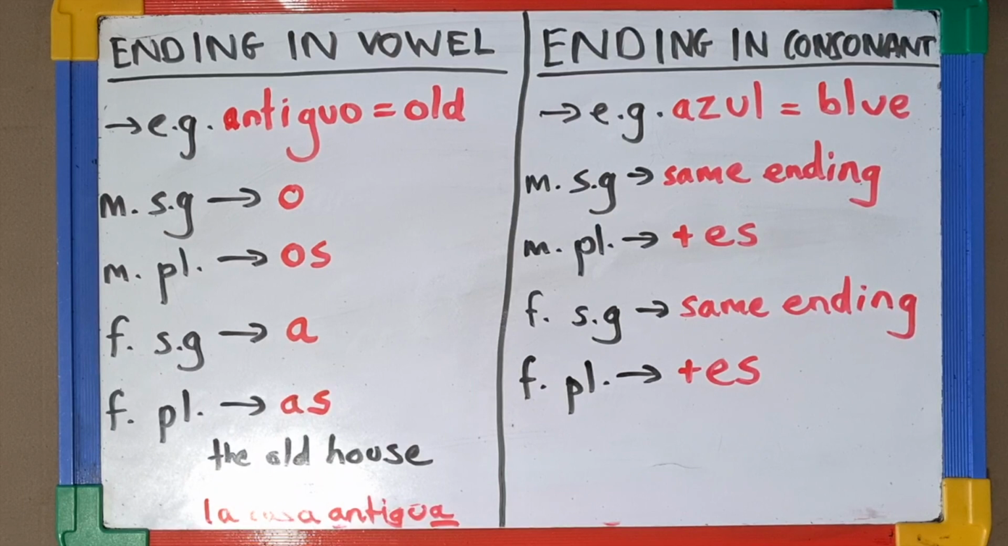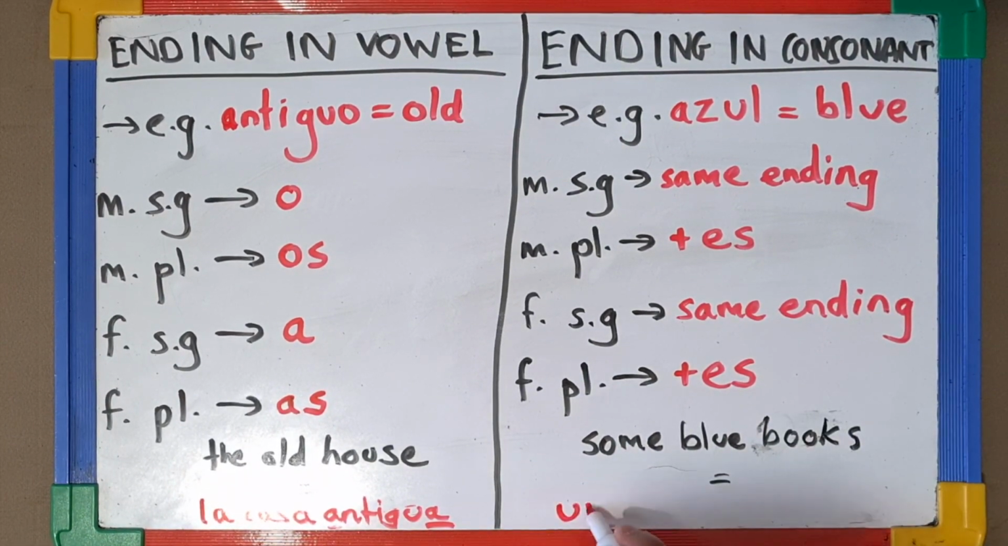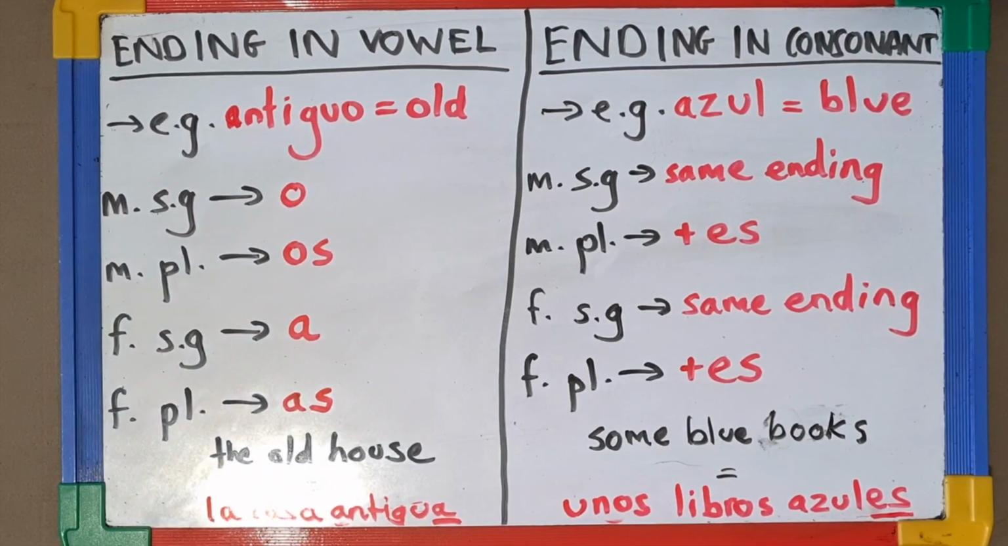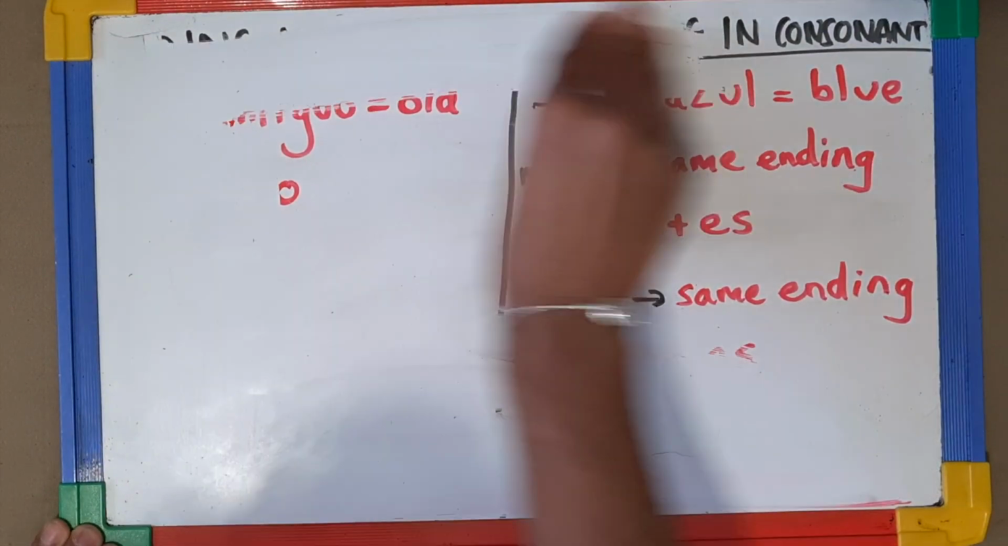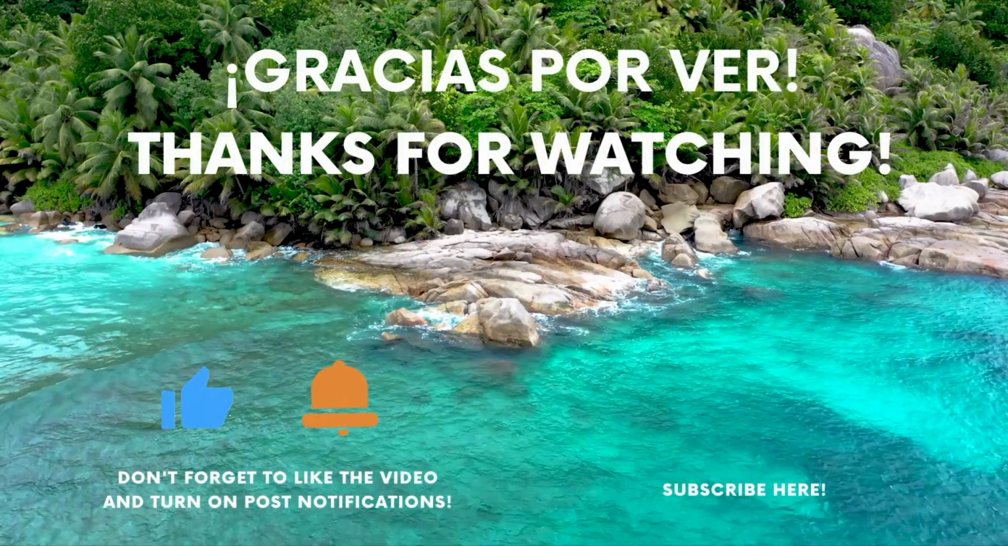Let's look at an example of a phrase. Some blue books in Spanish would be unos libros azules. One more time. Some blue books would be unos libros azules. And that concludes the video on gender in the Spanish language.